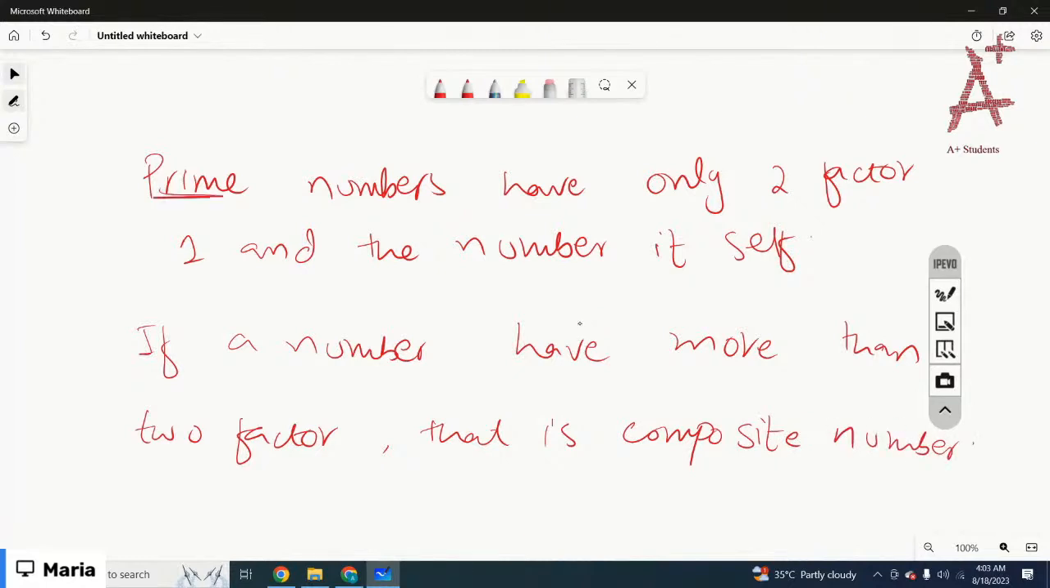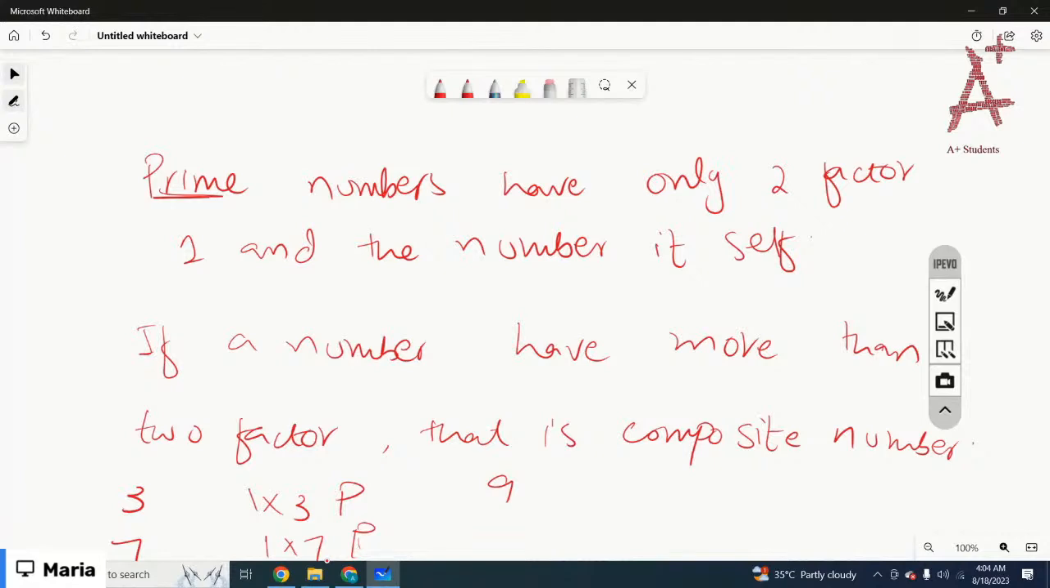Let's start with the examples. 3. 3 has only two factors. 1 times 3 makes 3. You don't have any other numbers that make 3. So 3 is a prime number, right? 7. 1 times 7 is 7. You don't have any other factors that make 7, right? That means 7 is a prime number. 9.